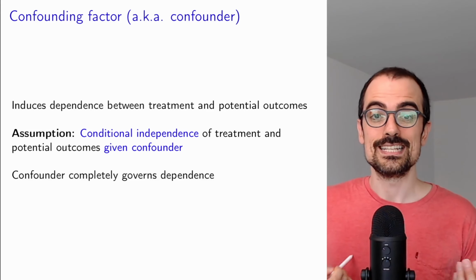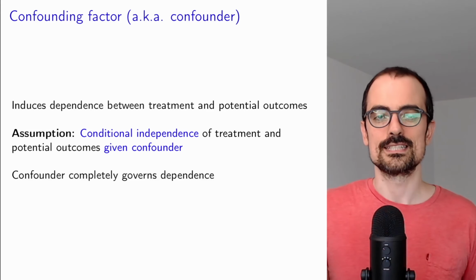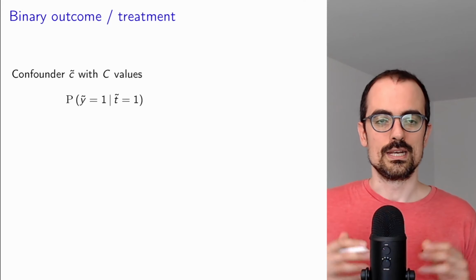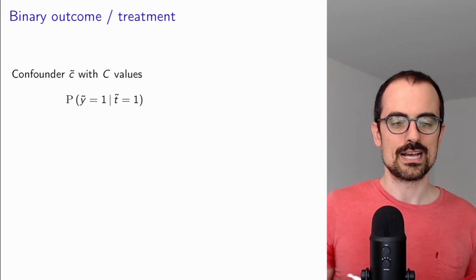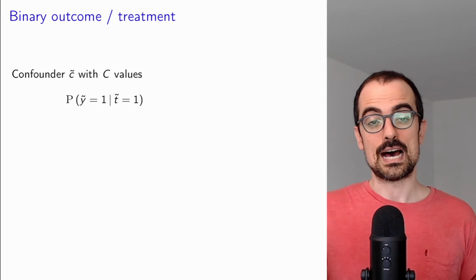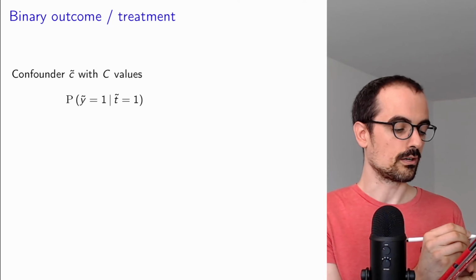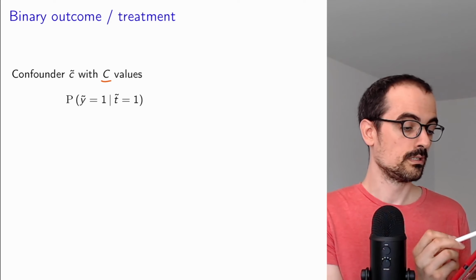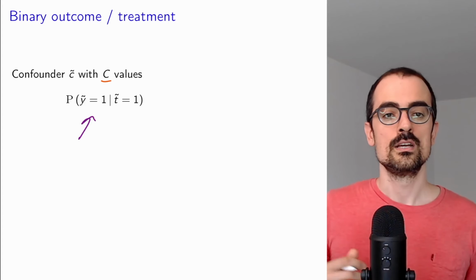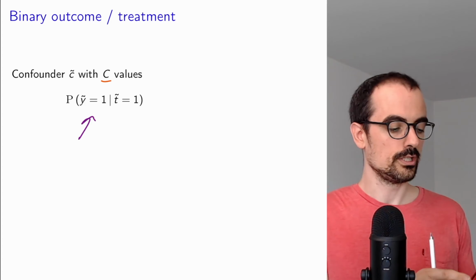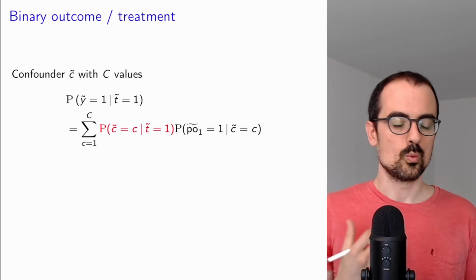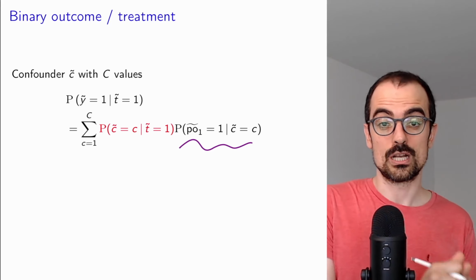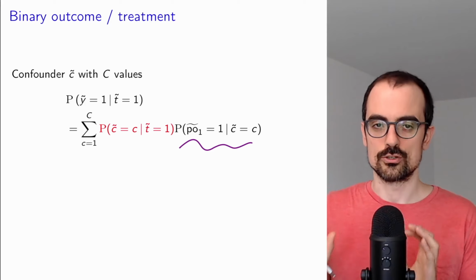This assumption essentially says that the confounder completely governs dependence. There's no additional confounders. All right, so let's take a look at what happens when there's a binary outcome and a binary treatment under this assumption. We're going to consider a confounder that has C values. We can write the observed conditional probability that we're interested in of the observed outcome given the treatment being equal to 1 as this weighted sum of the conditional probability of the potential outcome given the confounder. This is because of the conditional independence assumption.